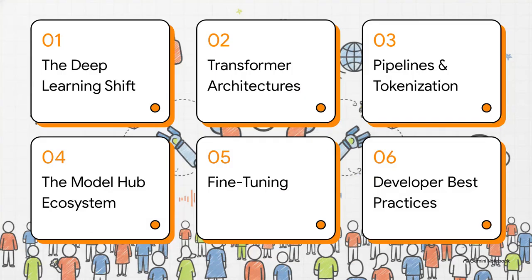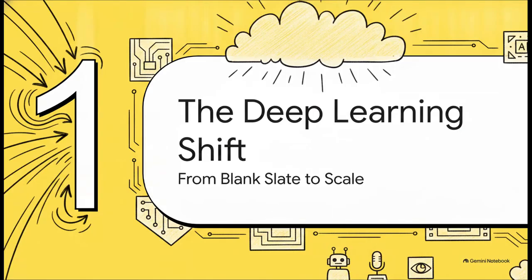Here's our roadmap for today. We're going to start with the deep learning shift, look inside transformer architectures, explain pipelines and tokenization, explore the Model Hub ecosystem, discuss fine-tuning for your needs, and then wrap it all up with developer best practices. Section 1. The deep learning shift, going from a blank slate to massive scale.